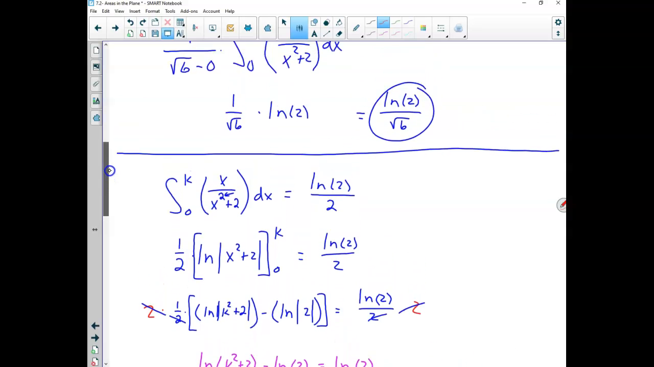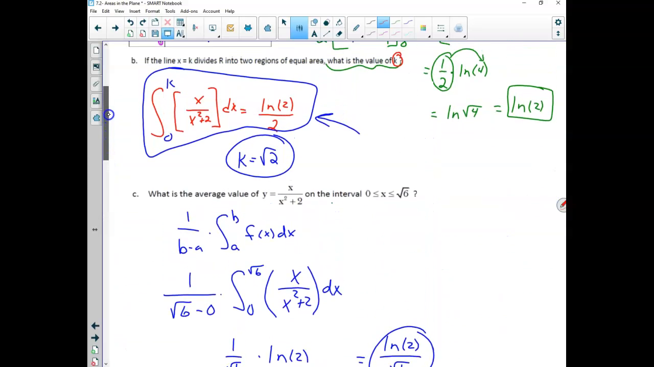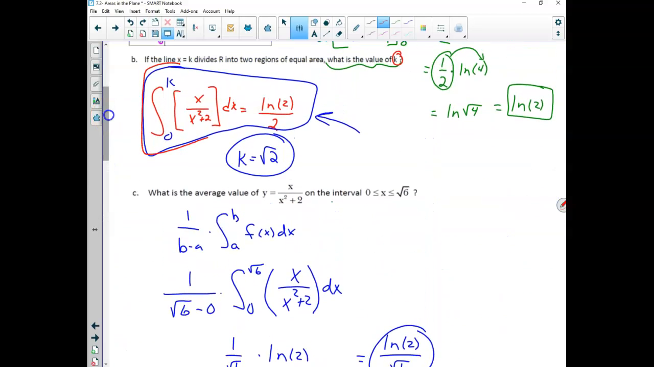We're going to cruise it and bruise it right through with your solver, hopefully, because they're just looking for your setup, and then you type that bad boy in the solver. There's my value of k. So that rounds us out.